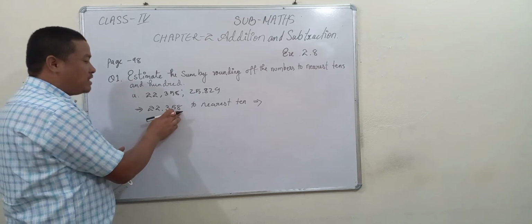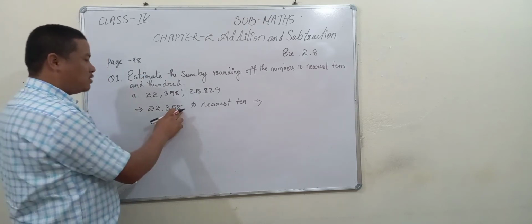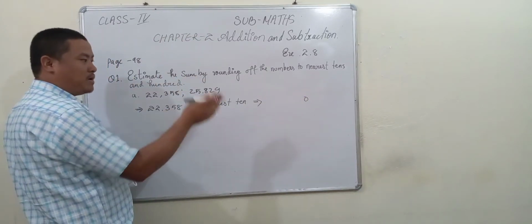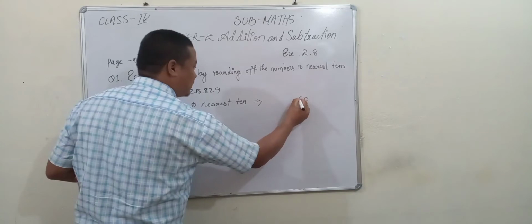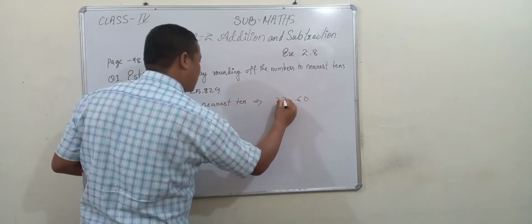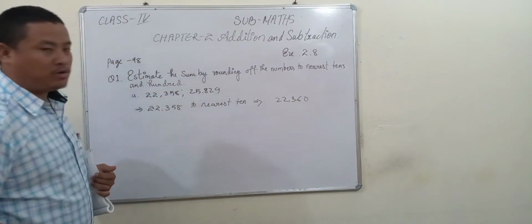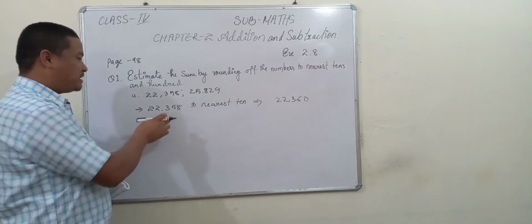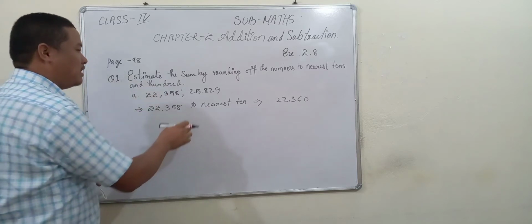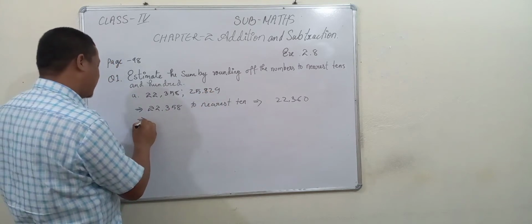That means when it is greater than 5, the next number will plus by 1. So 8 will become 0 and this 5 will plus by 1. 5 plus 1 is 6, and this 3 will remain the same. So how much will we get? 22,360 is the nearest 10 of 22,358. Now let's convert this one to the nearest 10.